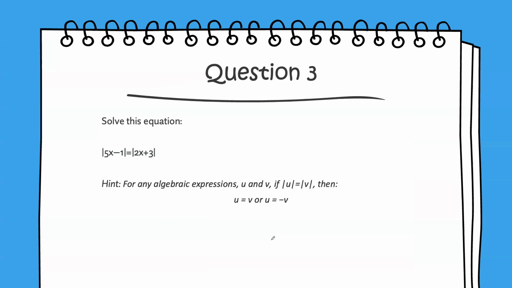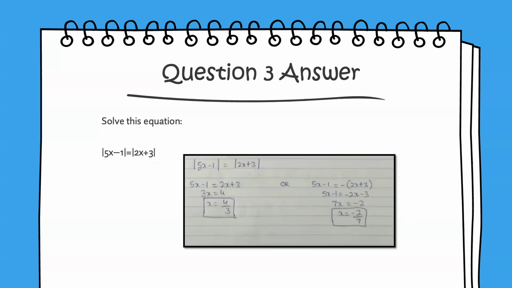Now, this question is a bit trickier because we've got absolute value on both sides of the equation, right? We've got absolute value on the left-hand side, and we've got absolute value on the right-hand side. Now, we're going to use this hint here, and it says that for any algebraic expressions u and v, if you have the absolute value of u equal to the absolute value of v, then again, we have two situations. u can equal v, or u equals negative v. So we're going to use that hint, saying that 5x minus 1 is equal to 2x plus 3, or 5x minus 1 is equal to negative 2x plus 3.